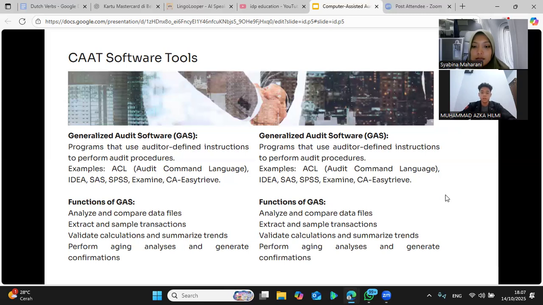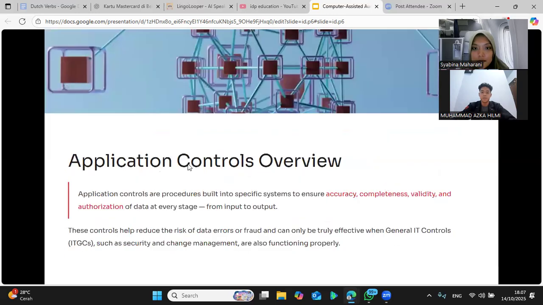Programs that use the function of, sorry, you may go next. And this part would be presented by Shabit.